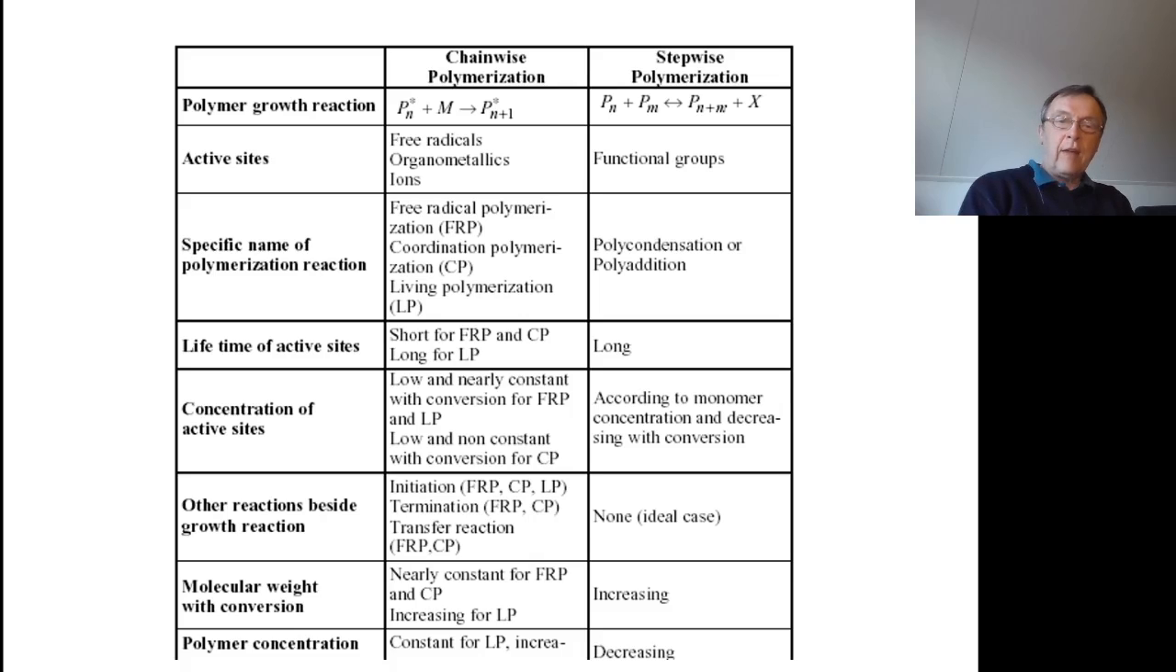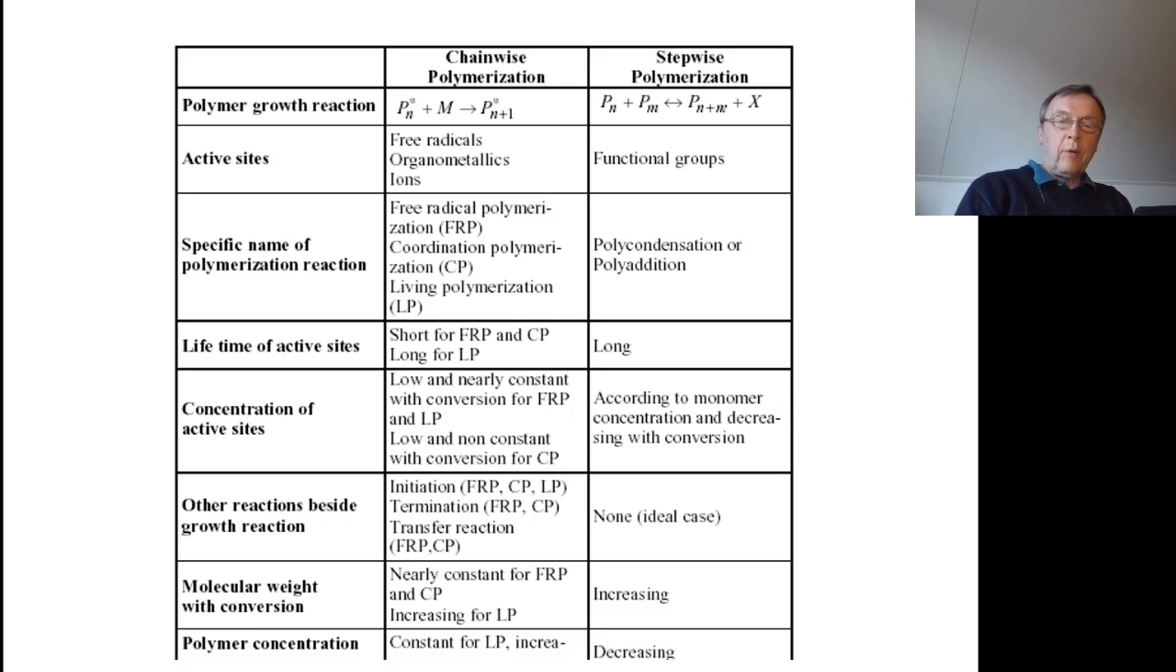And sometimes we even have transfer reactions. There, the active site is transferred to another species and the reaction carries on then at a different molecule until again a termination reaction happens and a stable molecule is formed that cannot further react. This means that the molecular weight in our different processes develop in a very different way.